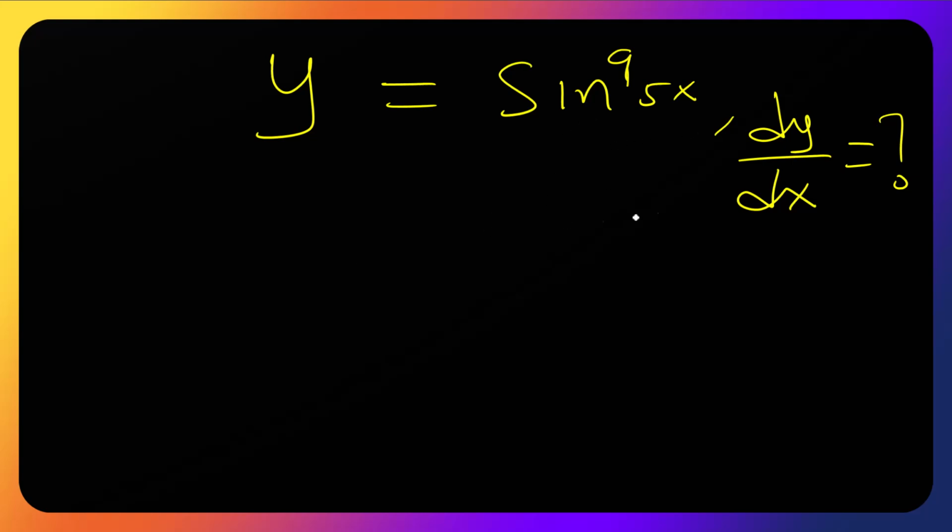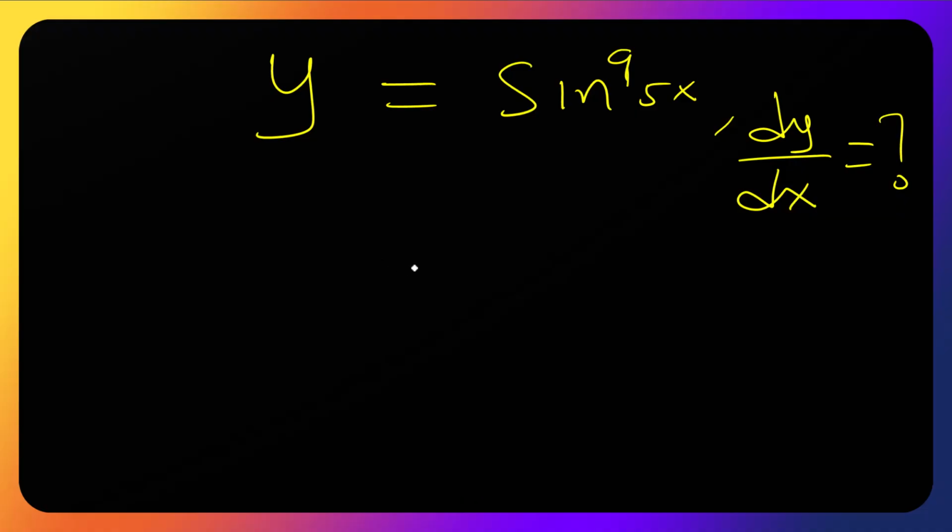All right, let's take the derivative of this trig function. So we have sine to the power 9 of 5x. So how do we differentiate this? Now let's pay attention here.